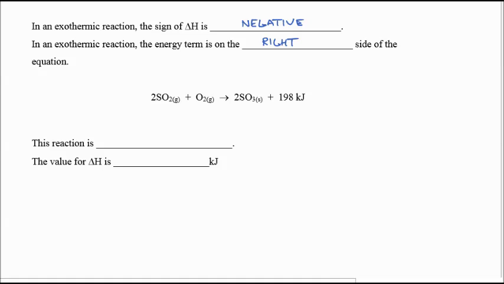So here we have an example. We know this reaction is exothermic because the energy term is to the right of the arrow. And because it's an exothermic reaction, the value for delta H is 198 kilojoules, but because it's exothermic, we put a negative sign in front. The negative sign just means exothermic.